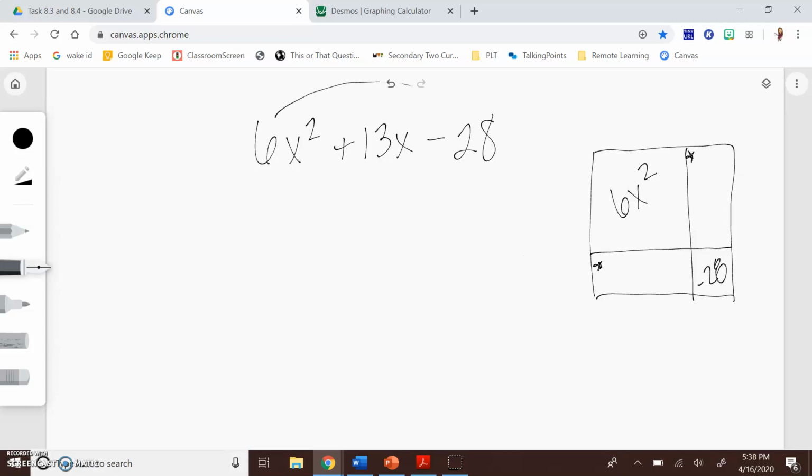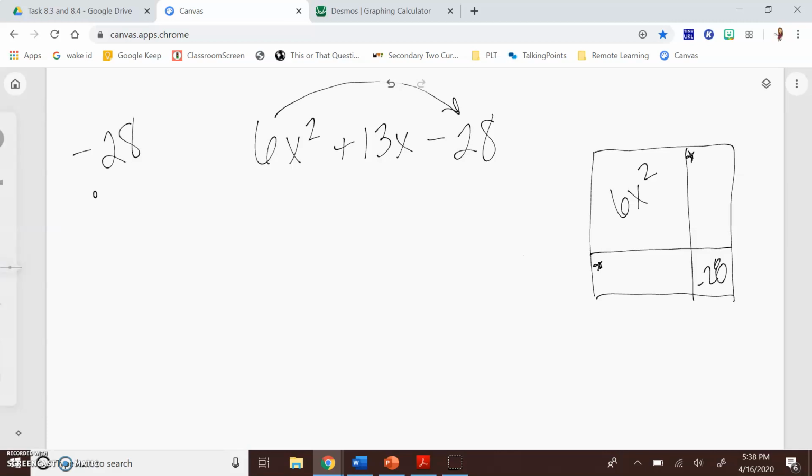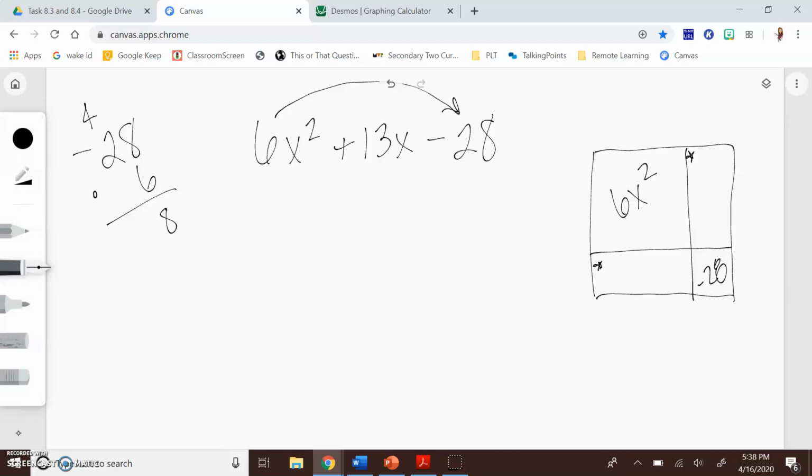I'm going to take 6 and multiply it by negative 28. 6 times 8 is 48. That's 12, 13, 14, 15, 16. So negative 168. So I want to find factors of negative 168 that add to 13. So we're trying to multiply to negative 168 and add to positive 13. So I need to think about some factors of 168 that could add to 13.